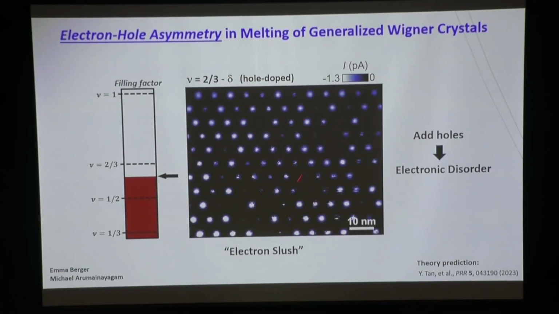seeing is just these completely disordered crystallites. We're seeing little crystallites of the electron crystal. It's not completely melting, but it's becoming completely disordered. Now, to us, this is really interesting.